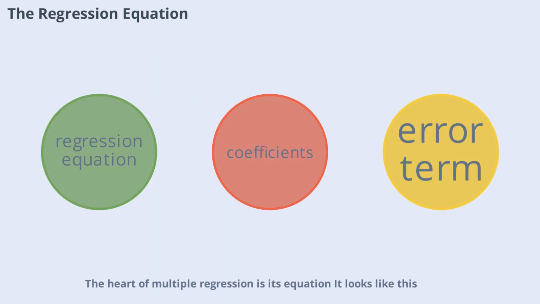The heart of multiple regression is its equation. It looks like this: y equals beta 0 plus beta 1 x1 plus beta 2 x2 plus ... plus beta n xn plus epsilon. Here y is the dependent variable, x1 to xn are the independent variables, beta 0 is the intercept, beta 1 to beta n are the coefficients for each predictor, and epsilon is the error term. Each coefficient shows how much the dependent variable changes when that independent variable increases by 1 unit, holding others constant. This equation forms the basis for all multiple regression analysis.